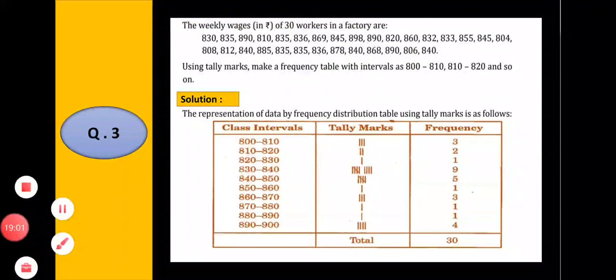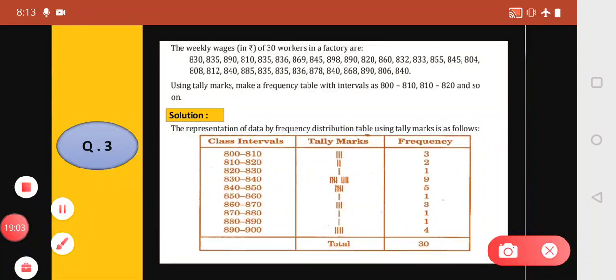Next, 880 to 890. Again 880 to 890. You don't have to count 890 here. It will go in the higher class interval. 880 to 890. Yes, 885. This will fall in this group. So we mark one vertical line and the frequency is 1.